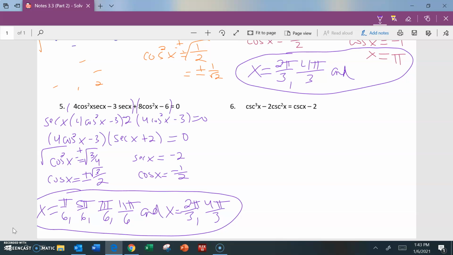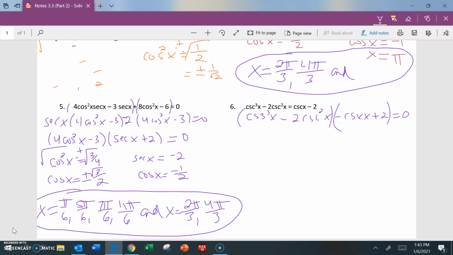Okay, and then last but not least, we have number 6. Oh, I'm sorry, this is 4 terms. So I'm just moving everything over to the left. Once again, you're going to want to factor this by grouping.